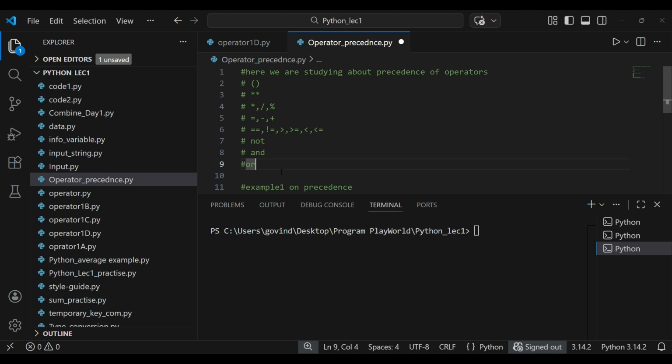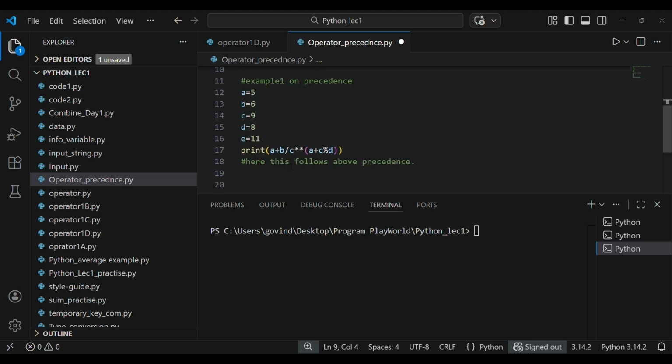Now below, I am going to show you an example. We take five values: a equal to 5, b equal to 6, c equal to 9, d equal to 8, e equal to 11. Then we use the print function to perform the sum or any kind of operation that we want. First we take this complete bracket, the whole bracket.